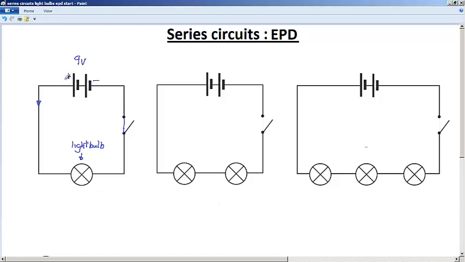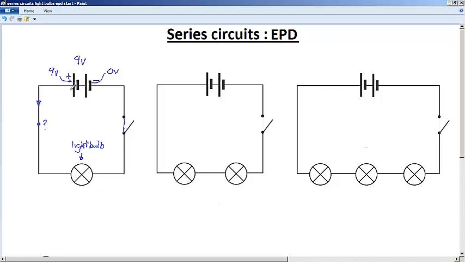We know that the positive terminal of the battery is assigned an electrical potential of 9 volts, while the negative terminal is assigned an electrical potential of 0 volts. Let's ask ourselves a question, for example, what would be the electrical potential at that point in the circuit?